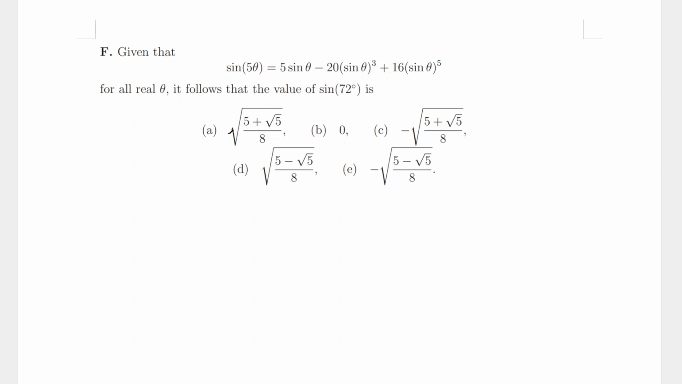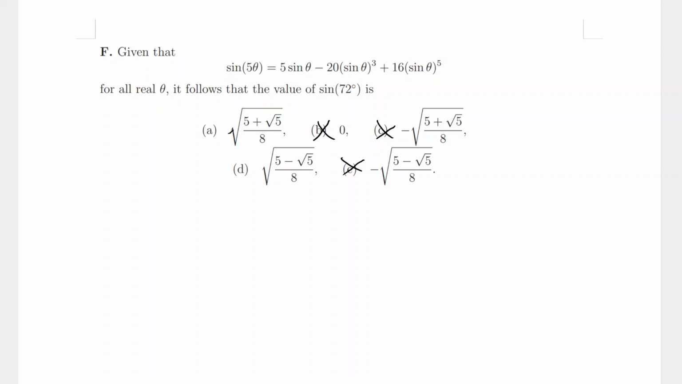Okay, so I suppose if they give you that identity, you've got to use it in some way, right? But when I first did it, I never actually used the identity. So what I did, let me show you guys my method, was that first of all, I know that's not 0. Clearly. It's not negative either. Square roots are positive, right? So if you put a negative in front, then it's negative. So I'm left between A and D.